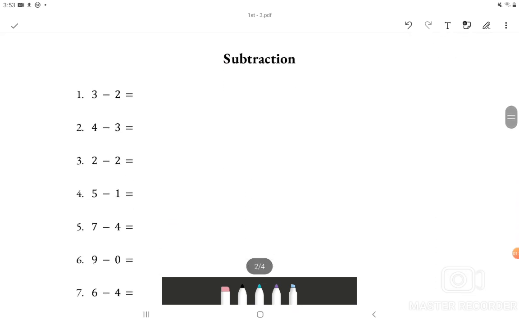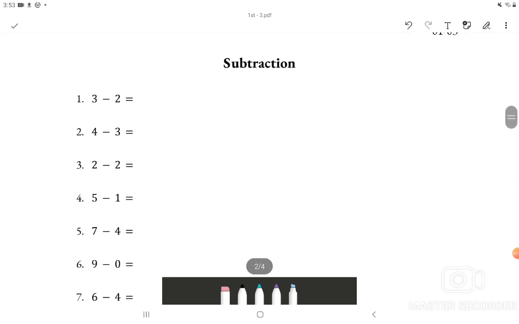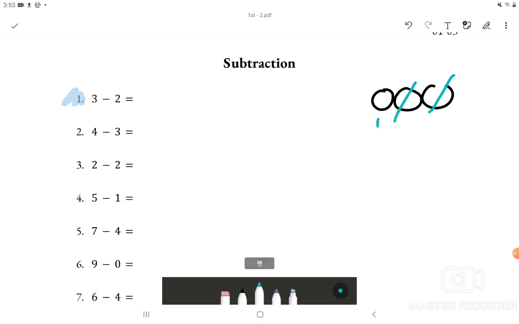Moving on to the next section, we have subtraction. And we can start with number 1. Number 1 says 3 minus 2, and we can also use circle problems. 1 through 3 circles and subtract 2 from that. We know that the answer is 1 because there is only one circle left.